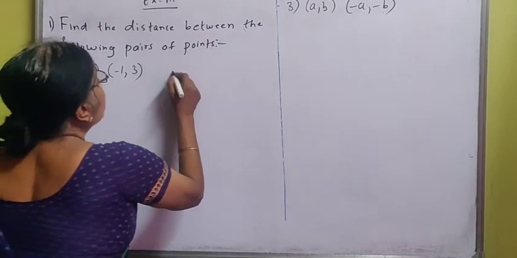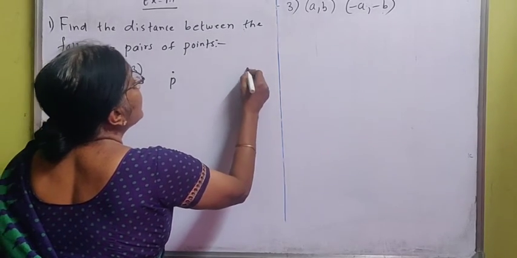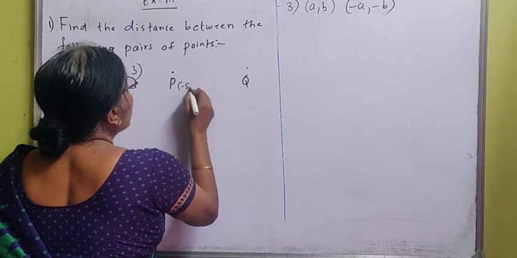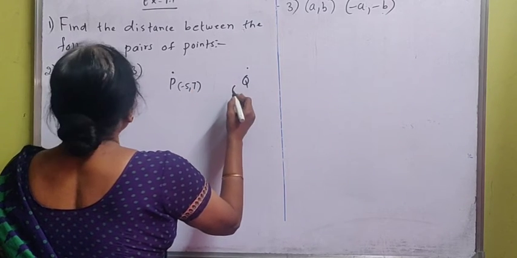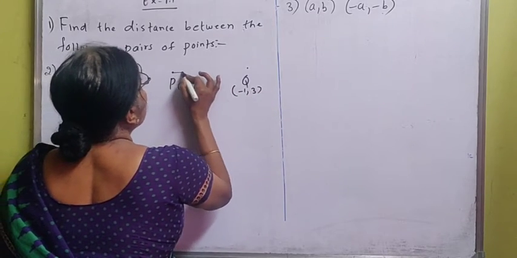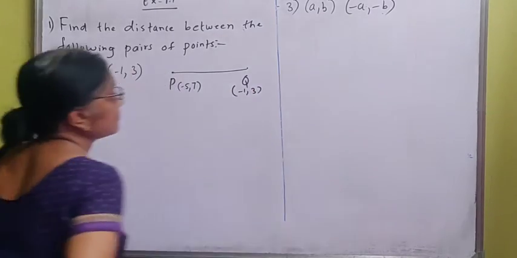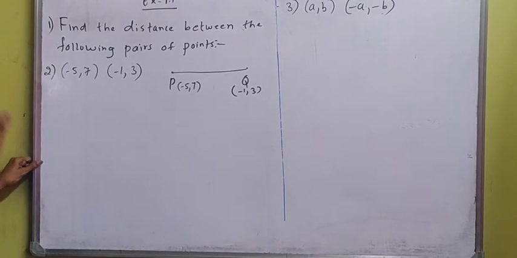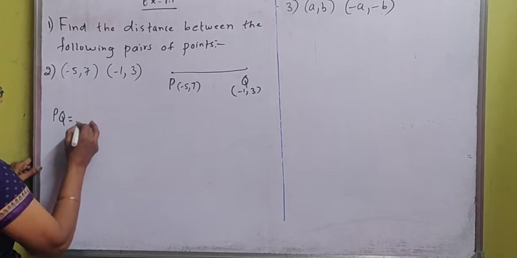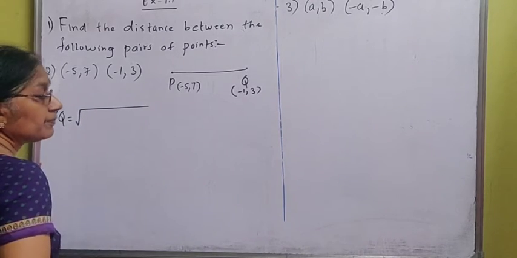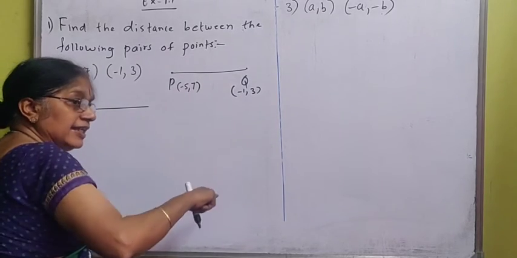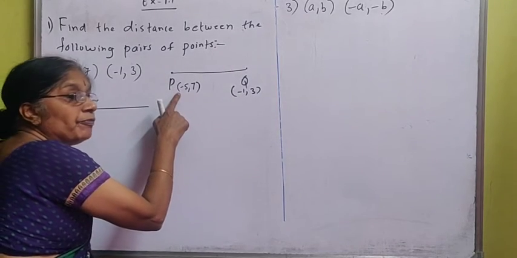Let the point be P and let this point be Q. Let the coordinates of point P be minus 5, 7 and let the coordinates of Q be minus 1, 3. We have to find out this distance. So we will use the distance formula. What does the distance formula say? PQ is equal to square root of x coordinate of Q minus x coordinate of P.